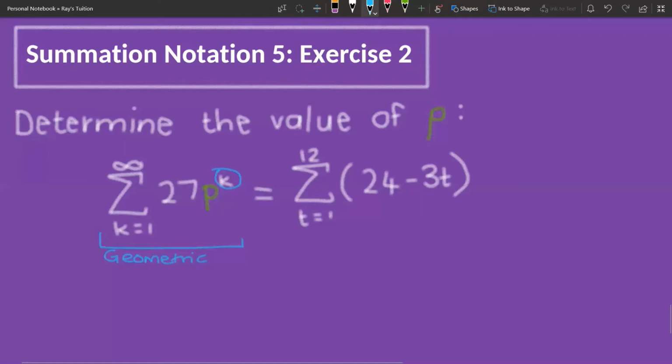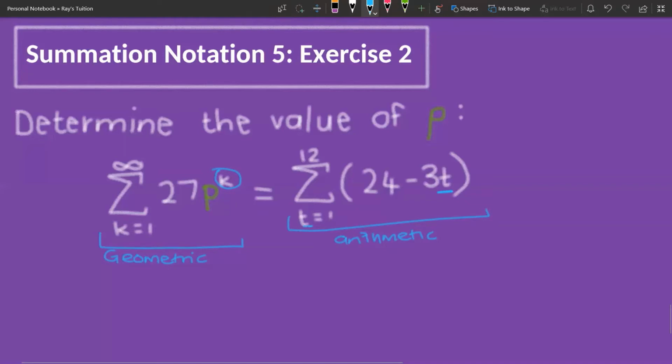And on the right-hand side, what we have is an arithmetic series. So how do we know this is arithmetic? It is because it is a linear function of our index. It's just a linear one. And so that's how we know.